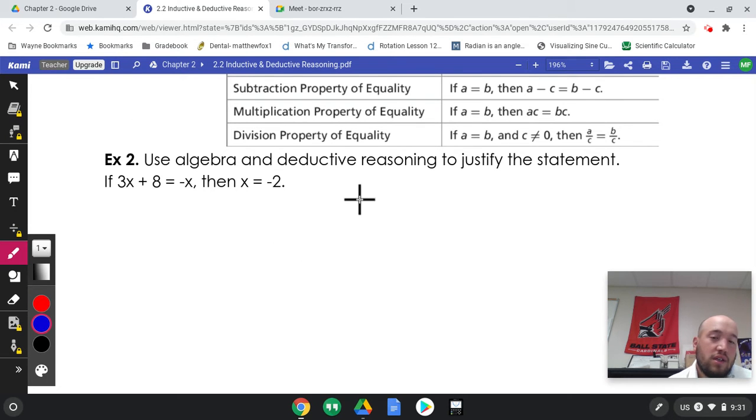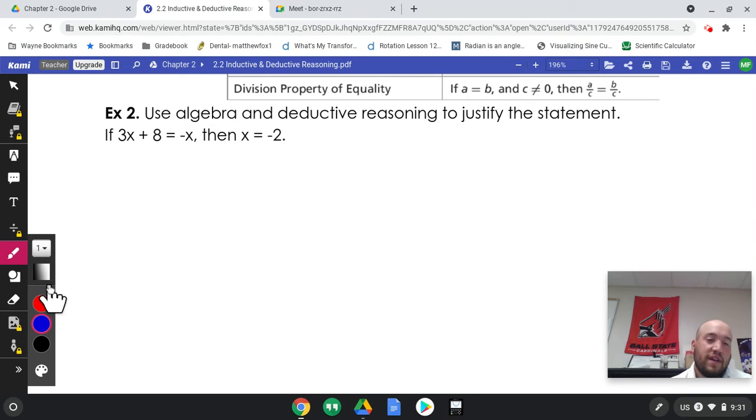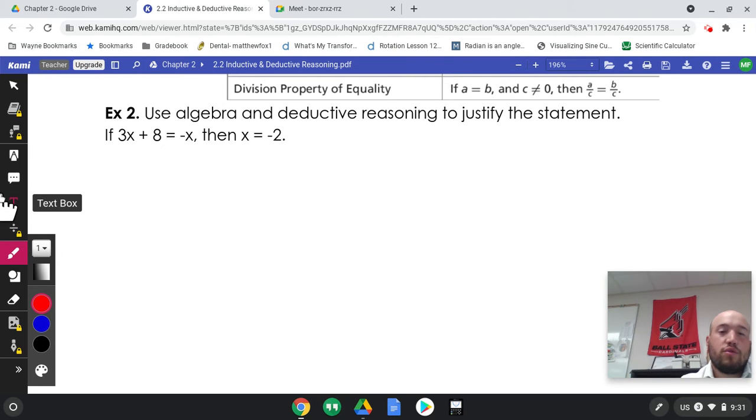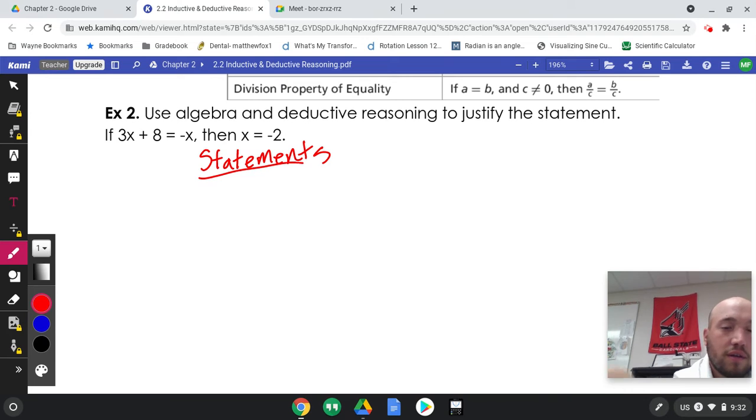So, use algebra and deductive reasoning to justify this statement. Now, we're going to do this through something called a 2-column proof. So, we're going to have 2 columns. One is our statements on the left side, and then our reasons on the right.